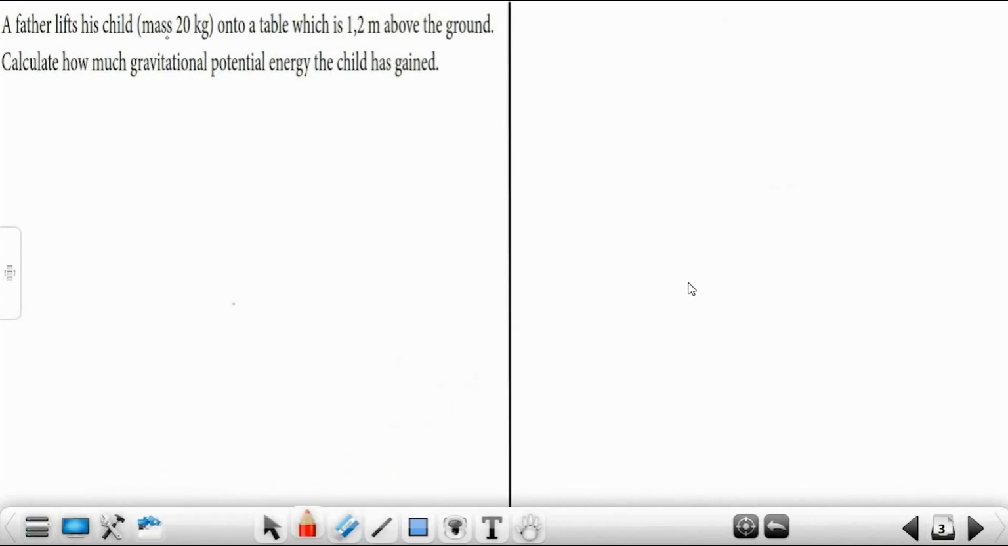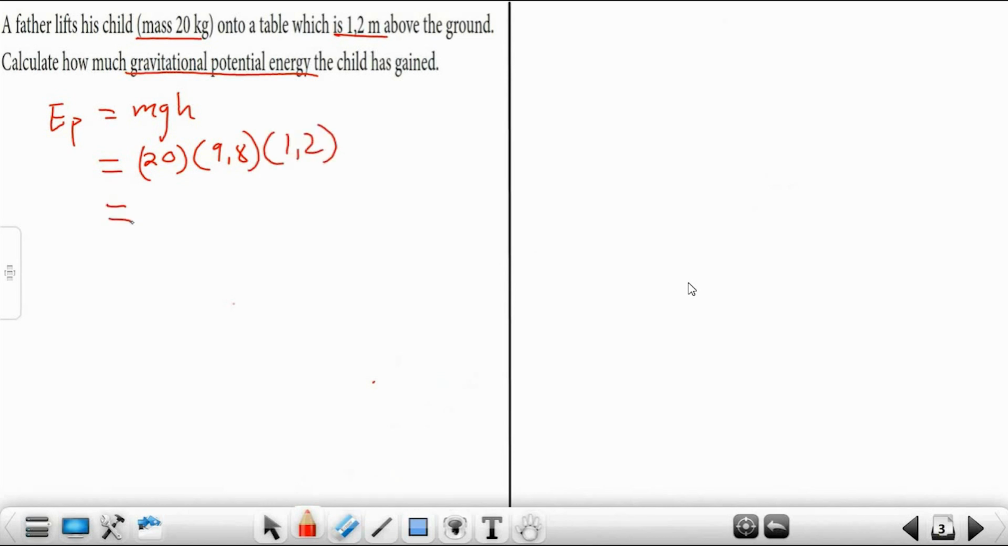So we start basically by saying, let's look for the data. A father lifts a child with mass 20 kg, 1,2 above the ground. Then we must calculate the gravitational potential energy. So this one will be an easy one to do. Just to say EP is equal to mgh. Then the mass is 20 multiplied by 9.8, which is a constant, and we are told the height is 1,2.